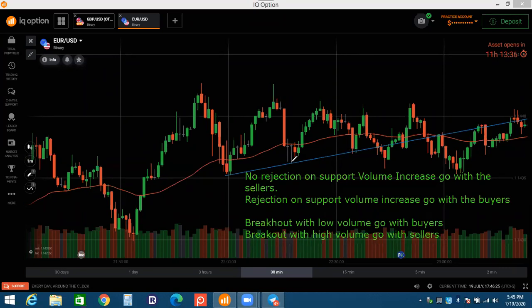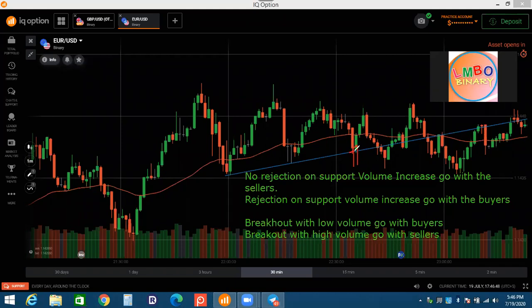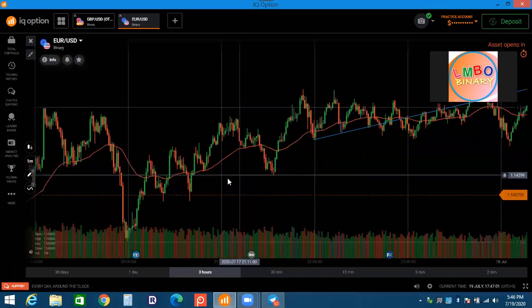Okay, so these are the points. No rejection on the support, volume increase, go with the sellers. Even if it closes here, the next time sellers will change the entry point and they can break the level. Overlapping concept. Because there is no weakness in the sellers. If you see weakness, that's the problem, then sellers will not continue, buyers will continue. So these are the points, you just note them down. I'm going to show you some more setups because time is very short.